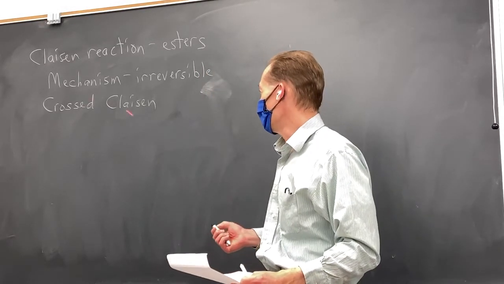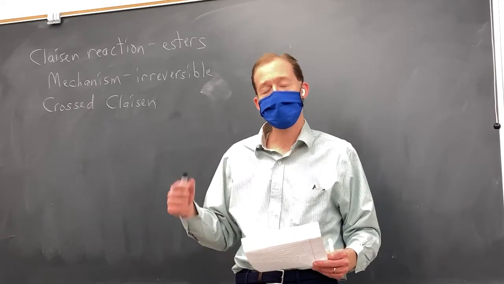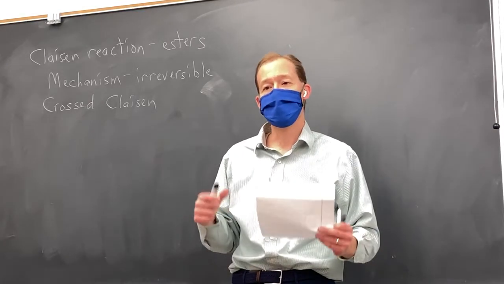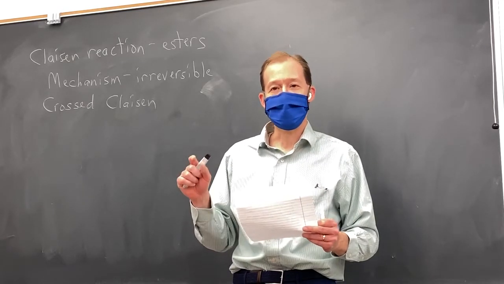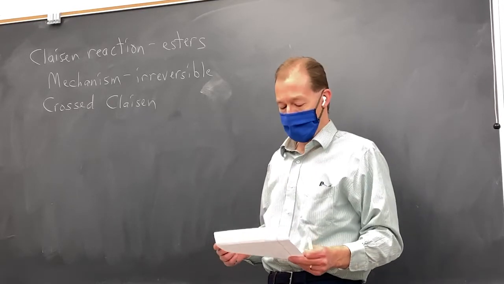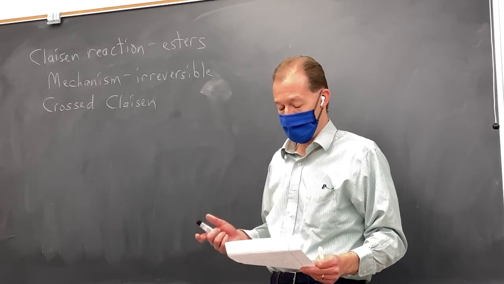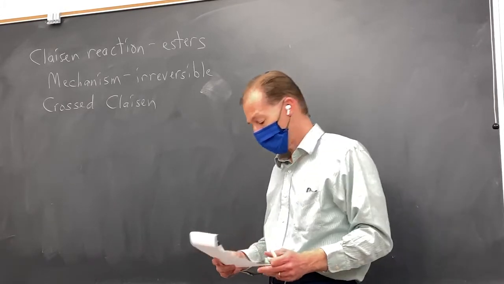And then we also learned that because ketones are more acidic than esters, and the self-aldol of ketones is unfavorable, we can make the enolate from a ketone and react it with an ester. And in that case, we get a 1,3-diketone as the product instead of a beta ketoester.